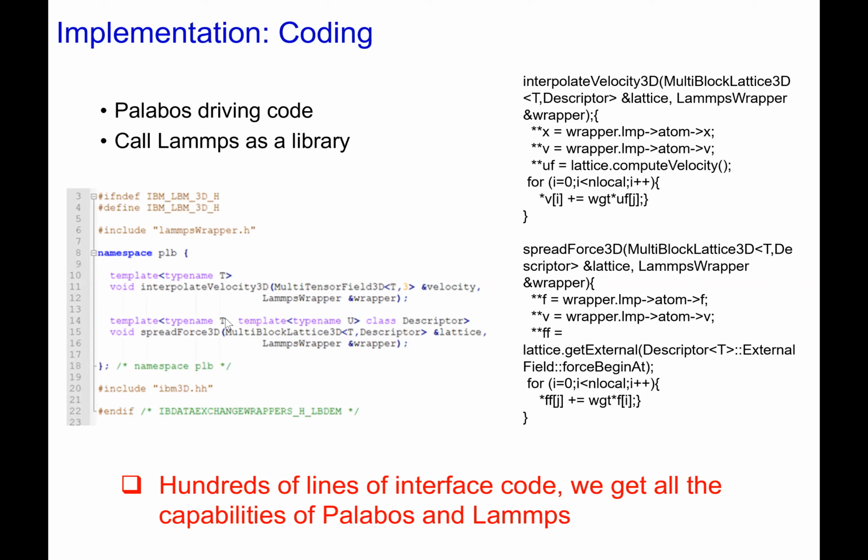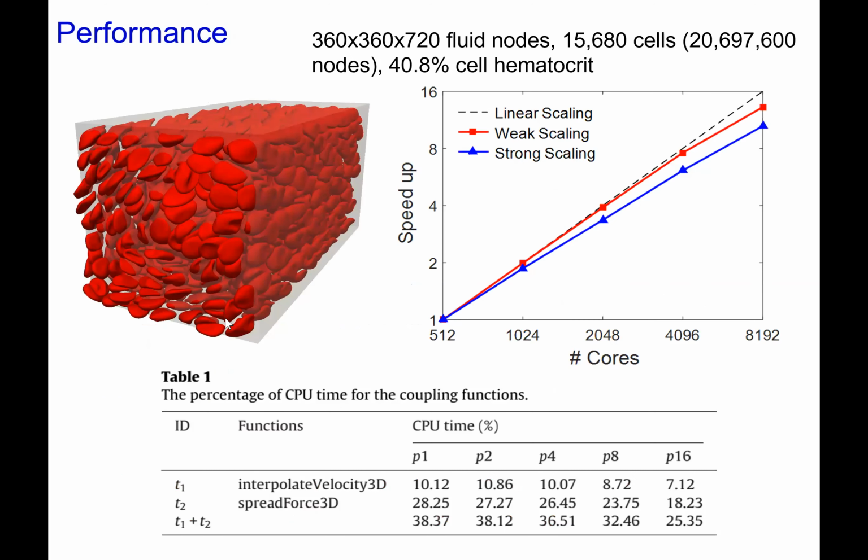It turns out that through this experiment, with hundreds of lines of interface code, we can get all the capabilities of both Palabos and LAMMPS. That's amazing because think about it. If you want to start from scratch, I don't think I can complete it in a few years. Maybe in my whole life, I probably couldn't complete all of them, because nowadays software engineering requires a dedicated team with people from different backgrounds, from computer science, from engineering, and they have to spend tens of years working on that software. So there's no point in starting from scratch. It turns out this approach is quite successful.